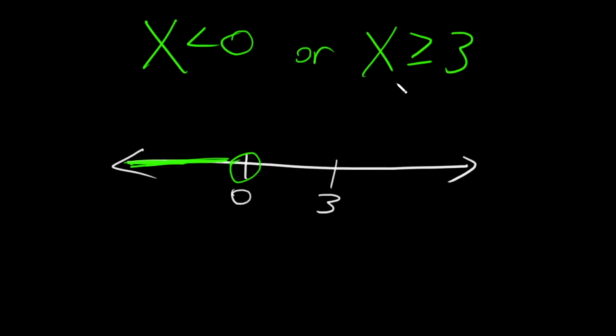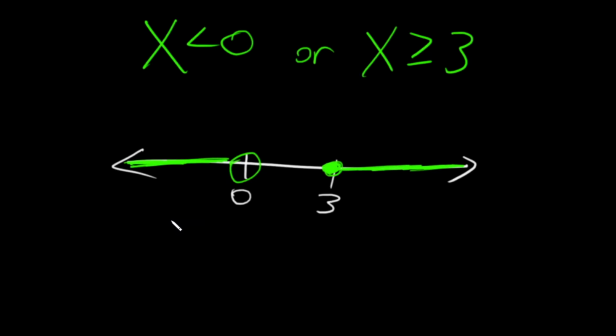On the other side, x is greater than or equal to 3, so it includes the 3, and therefore we need a closed circle. And being greater than, we need to shade to the right. Last time the shadings converged in the middle, and this time they're diverging. They're going opposite directions. So how do we represent this in interval notation?